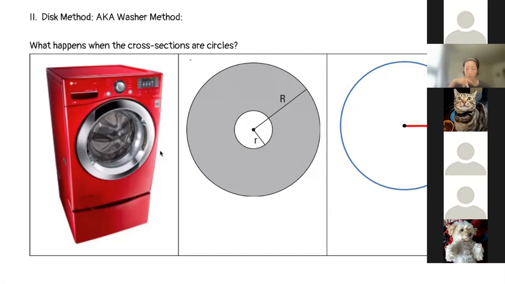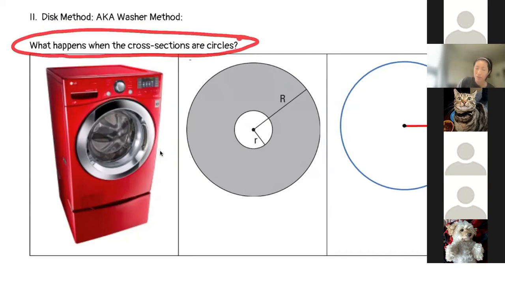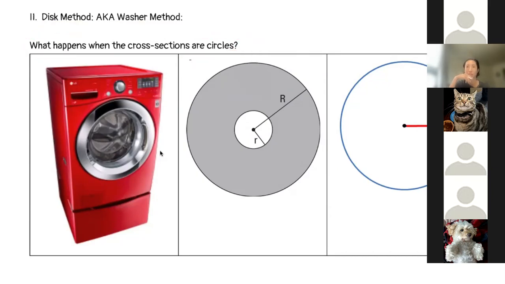Okay, so we're going to be starting to take a look at something called the disk method today. Okay, so the disk method. Sometimes this method is also known as the washer method. And so when you hear disk method or washer method, the question we're really asking ourselves is, what happens when the cross sections are circles? Okay. What happens when the cross sections are circles?